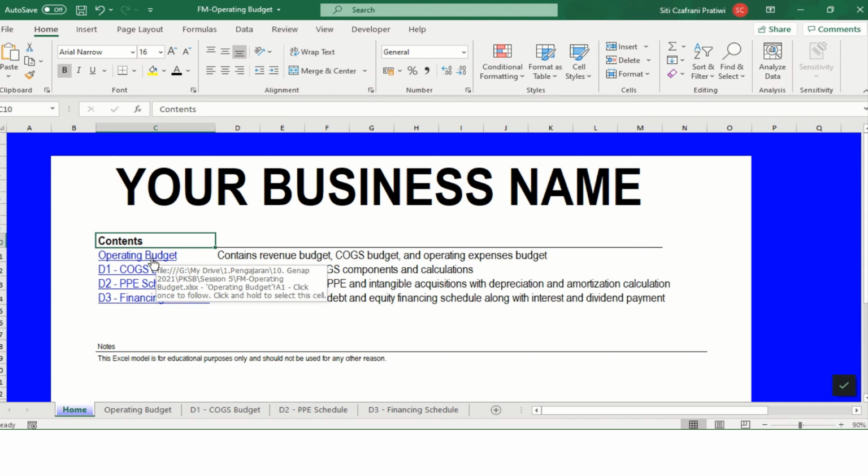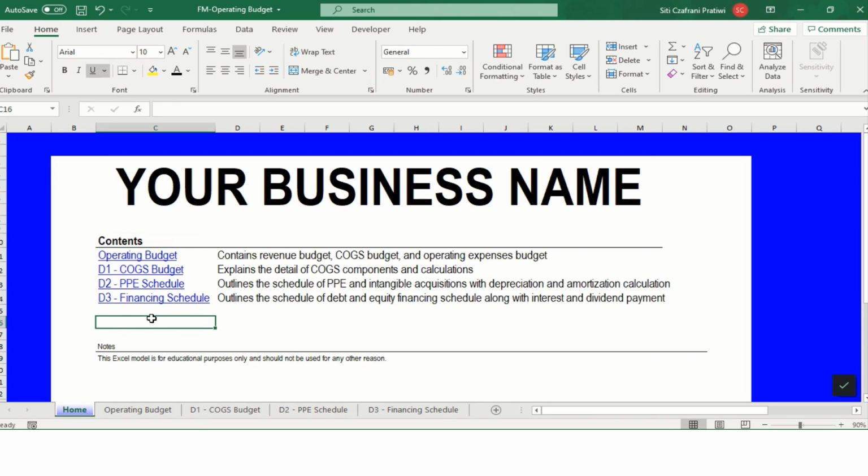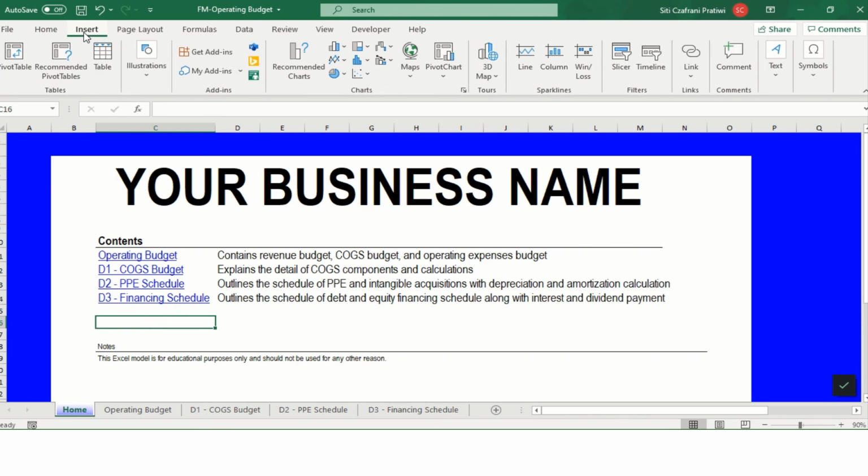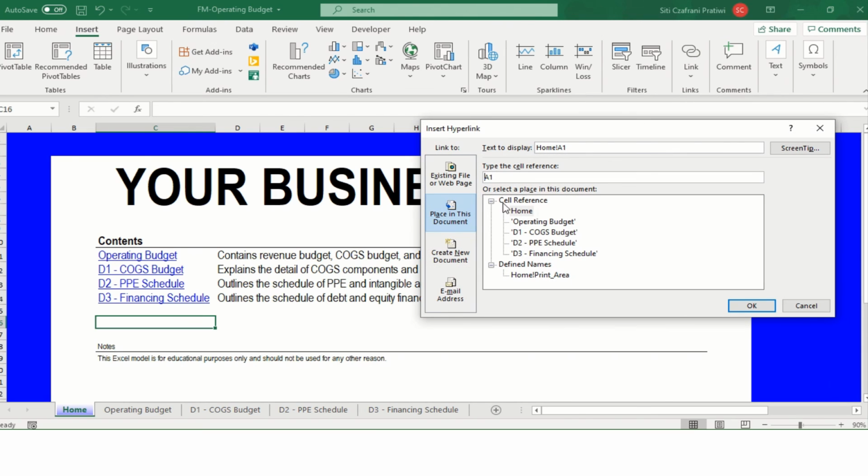The first one is operating budget, and I will teach you how to create this. You have the insert tab here. Just click insert and click link, and the hyperlink will be linked to a place in the document. For instance, I want to make a content link for operating budget. So the place in this document is operating budget, and I click OK. And if you wish to change the display name, you can change it here.